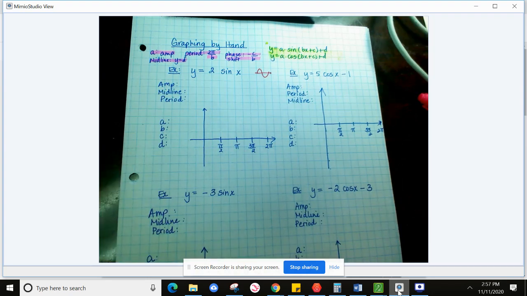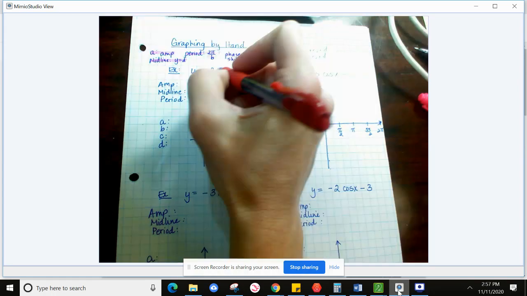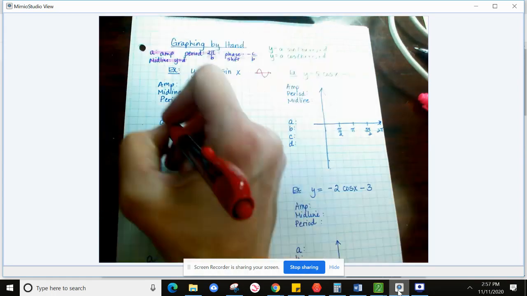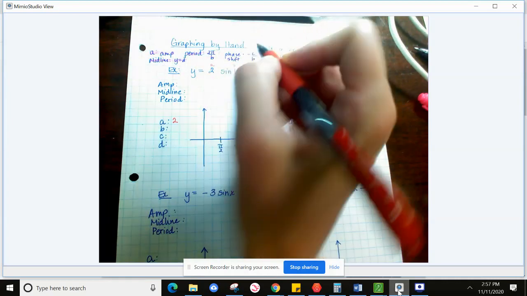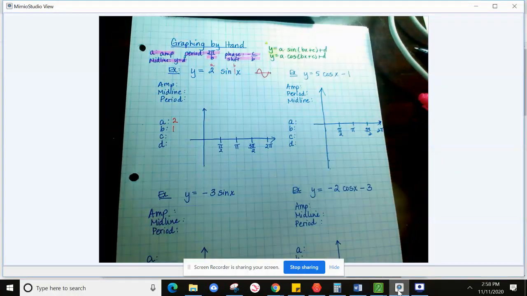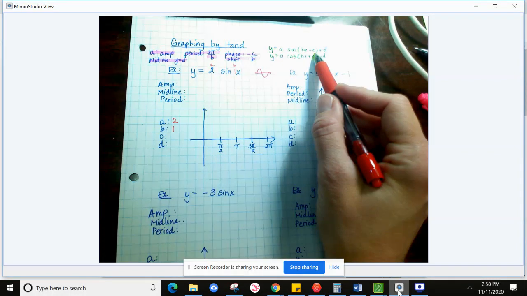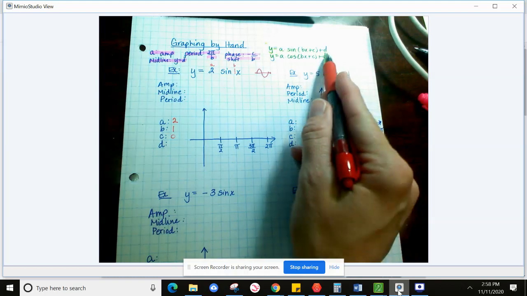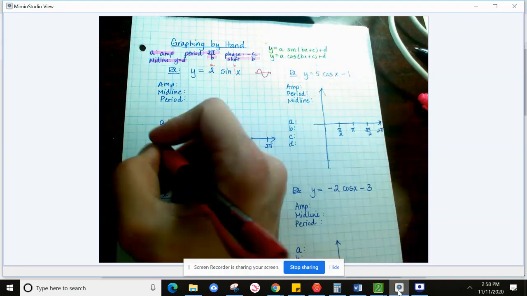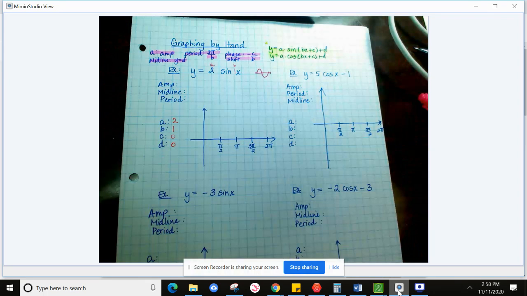Looking at the equation here, we see that A is 2, B is your coefficient on x, so that's a 1. There is no C because in order to have a C value, you have to have parentheses and a phase shift, but there's not one. And then we also don't have a D value because there's no number added or subtracted from our function here. So we're good to say 0 on that.